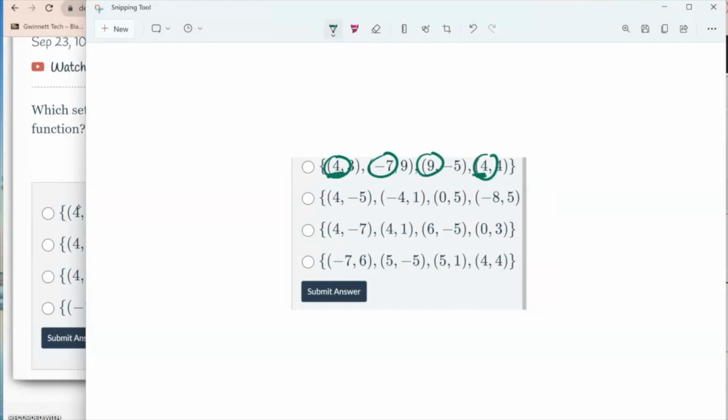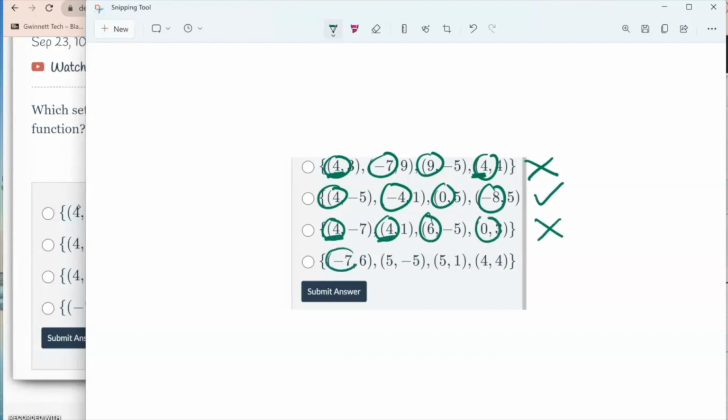Does it repeat? Yes. So this is not a function. X values. Does it repeat? No, this is a function. X values. Does it repeat? Yes, right here. Not a function. X values again. Does it repeat? Yes, right here. So not a function. So the one that is a function is B.